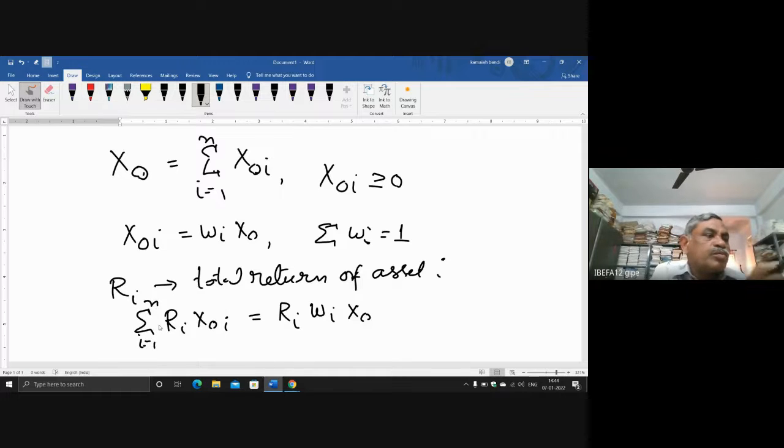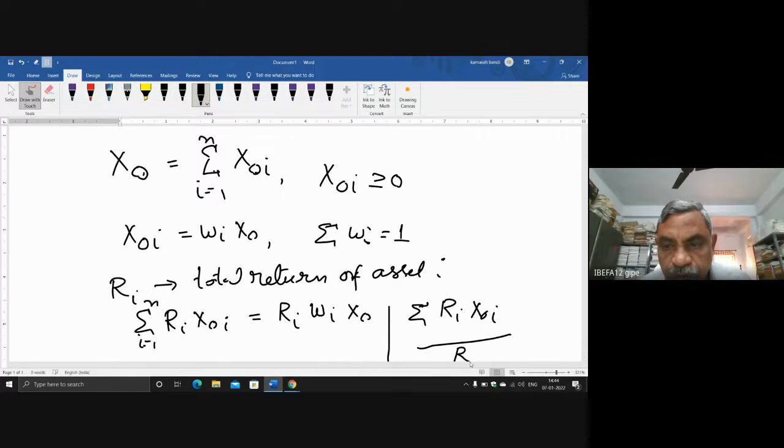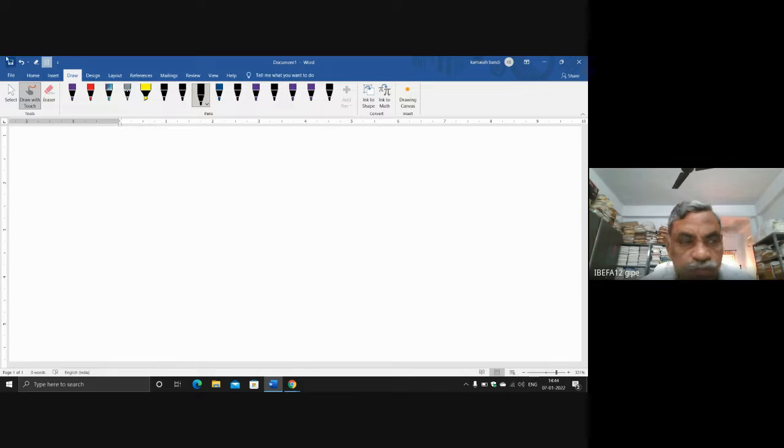And if you divide this by the total amount, that is summation Ri x0i upon x naught, okay, so this gives you the total return on the portfolio. So this in turn may be written.